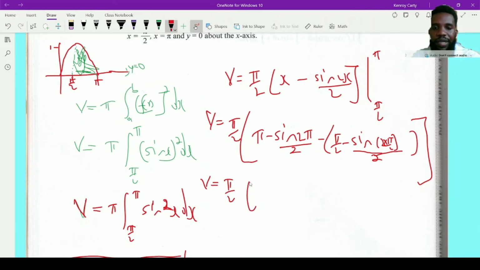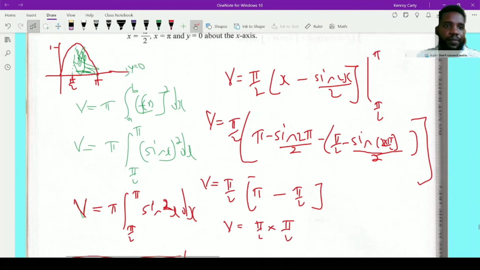Alright, let's see what's going to happen in here now. I'm going to get pi here. Now, sine 2 pi is 0. So that's gone totally. Alright, minus, if I clear this bracket, I'm going to have minus pi over 2. Alright, what is going to happen here? This is going to be 2 times pi over 2, which is pi. But we know that the sine of pi is also 0. So that's gone. So my volume is really pi over 2 times pi minus pi over 2, which is really pi over 2.